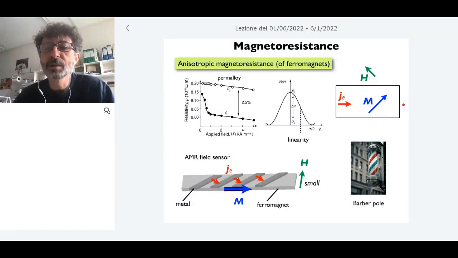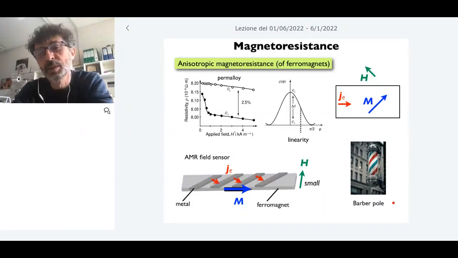How to do this? It's not easy to have the magnetization at 45 degrees, if we, for example, have to make a thin film or have a conductor. There is a very smart solution for this. The solution is sketched here at the bottom. It is called the Barber-Pole AMR field sensor. This is something you find around, because this AMR field sensor has been the most successful magnetic field sensor for decades.